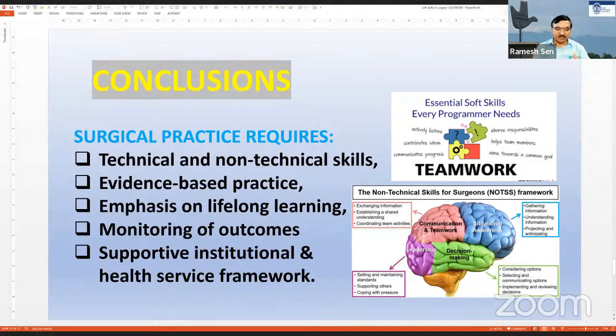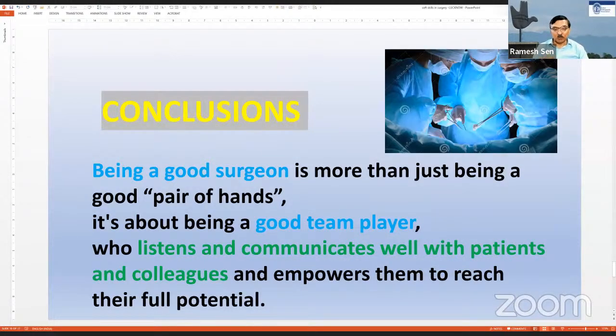We must remain evidence-based. We must remain in our lifelong learning. We must look at our outcomes. And we must have supportive institutional and health service, because we are not a pair of hands. We have to be a good team player who listens and communicates well with the patient and the colleagues and empowers all of them to reach their full potential.